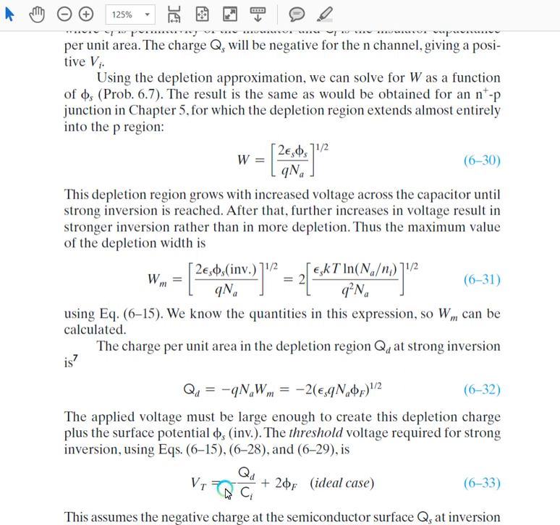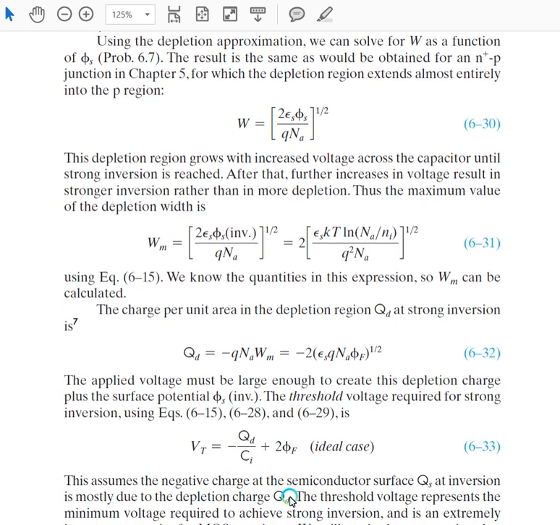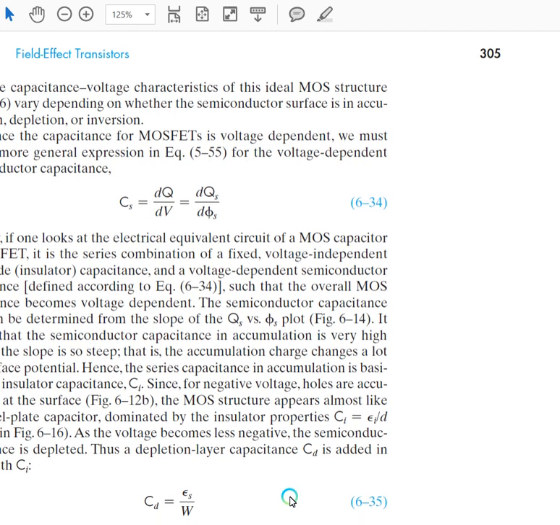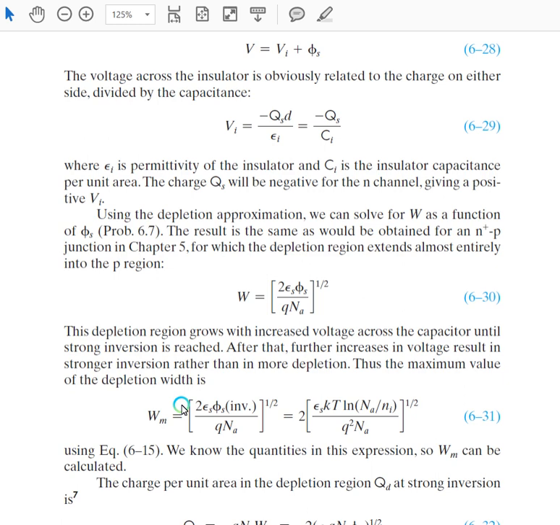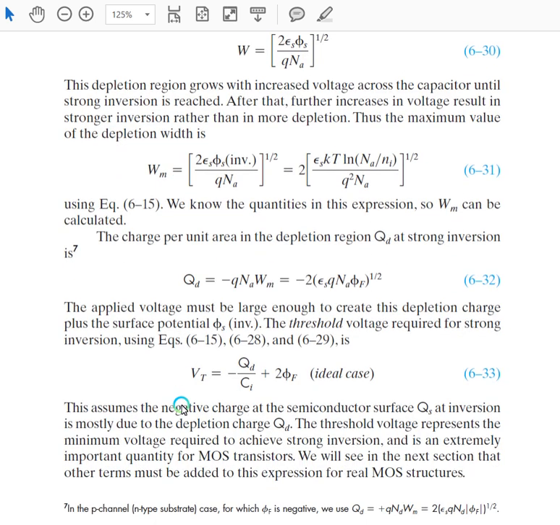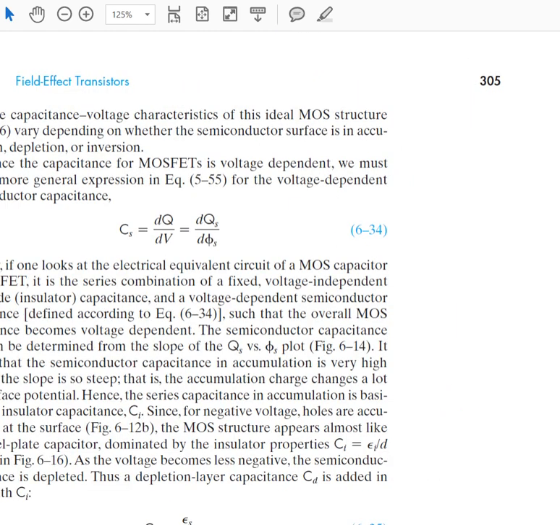So threshold voltage is equivalent to minus Qd by Ci, where Qd is the depletion charge, plus 2 phi f. But now why this 2 phi f? Because the voltage which we are applying on the gate must be sufficient to induce the strong inversion. So 2 phi f is a condition which is required for the strong inversion. Now this is for an ideal MOSFET, that is, the threshold voltage will be equivalent to this expression which is given by equation 6.33.